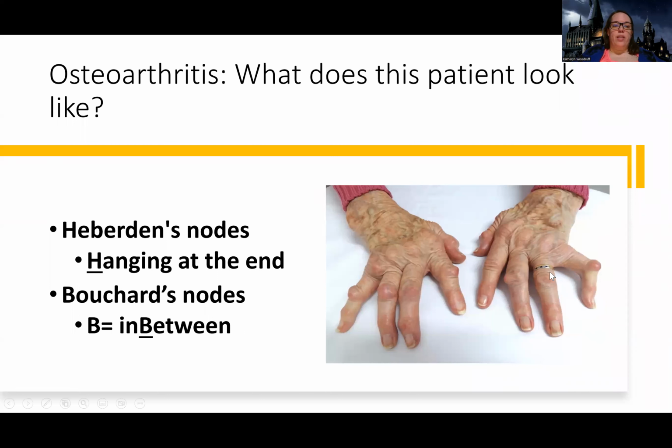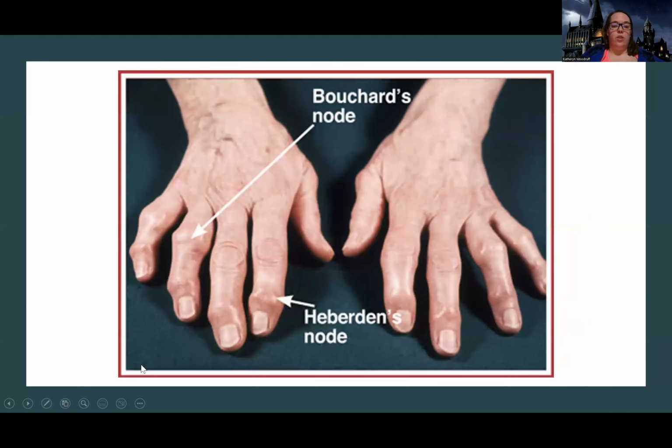So these are the Heberden's nodes and Bouchard's nodes. I think I have them on the next slide too. The way that I remember these is the Heberden's are the joint near the nail, so I always say they're hanging at the end, like a hangnail. And then Bouchard's are the nodes that are in between, more in the center of the hand. So you can maybe see it better here. The Bouchard's nodes are in between the hand and the fingertip, and the Heberden's are hanging at the end.